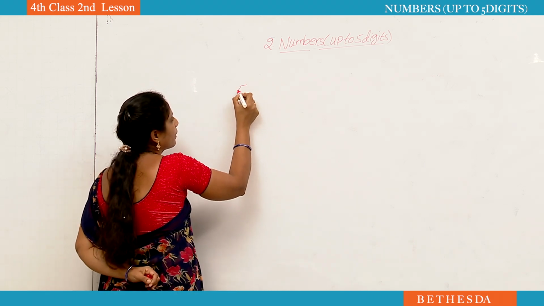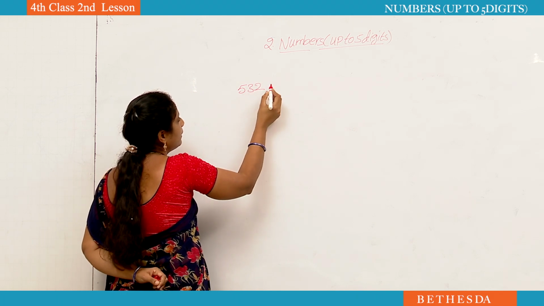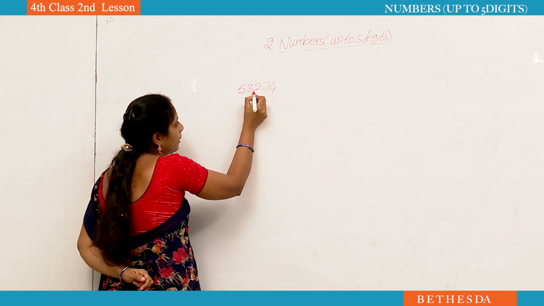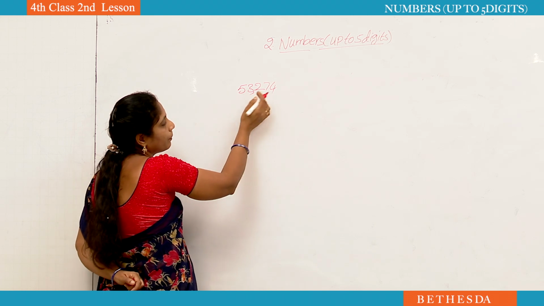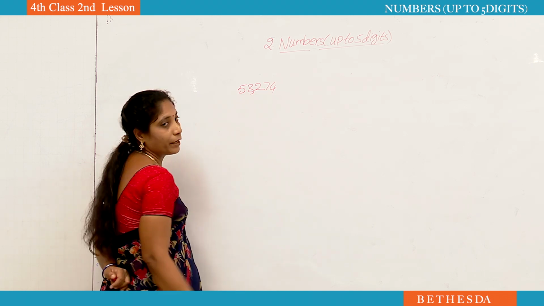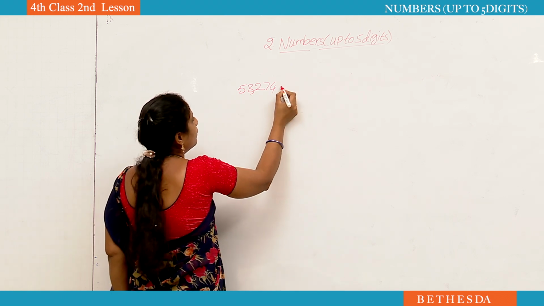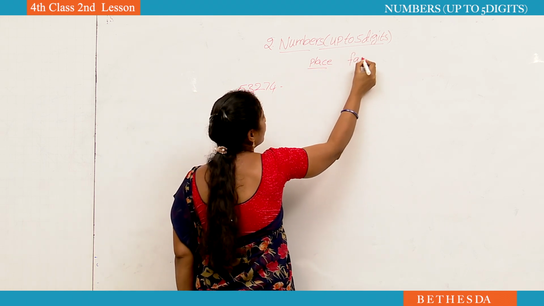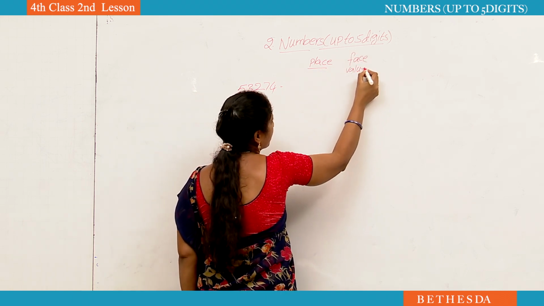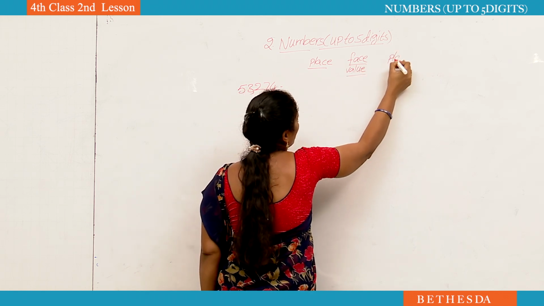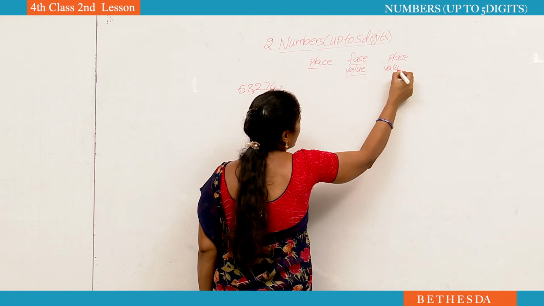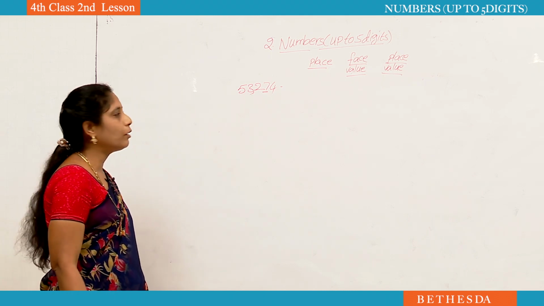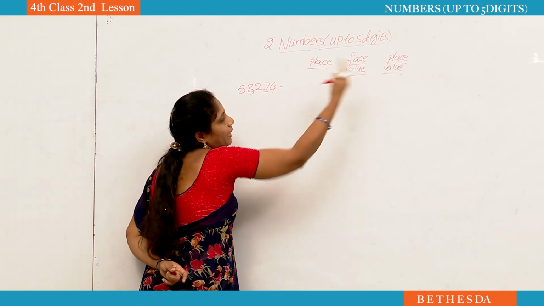Now what is this number? 53,274. How to read it? Where should we keep the comma? See here, 3 digits before, we have to keep a comma. 53,274. For this, we have to find out the place, face value and place value. See, he highlighted the number 7. For 7, we have to find out the place, face value, place value.